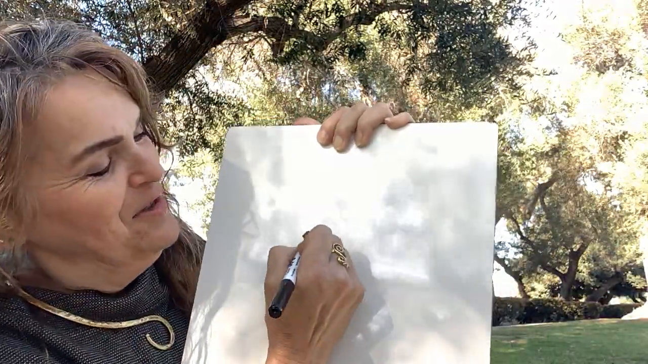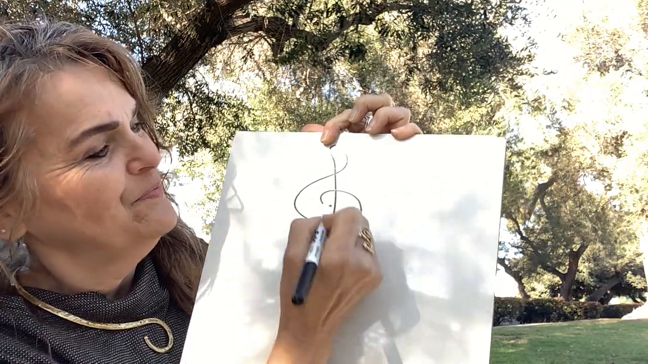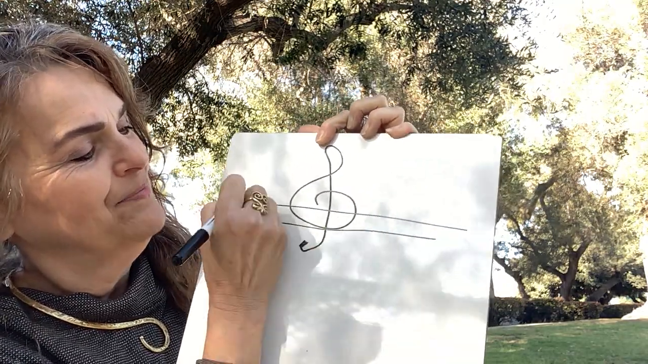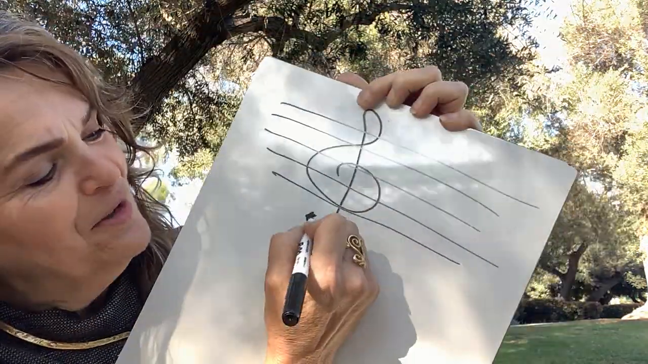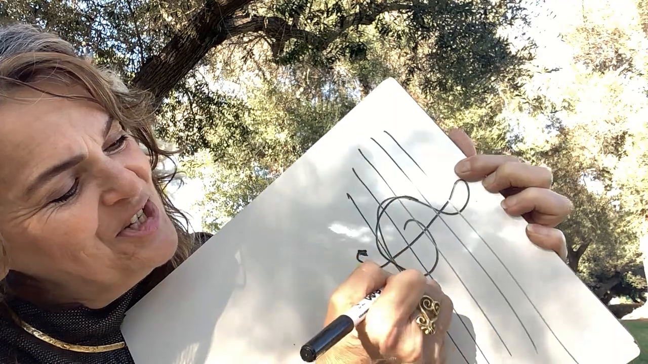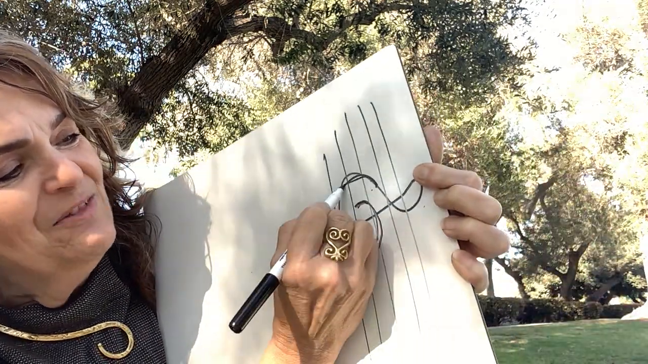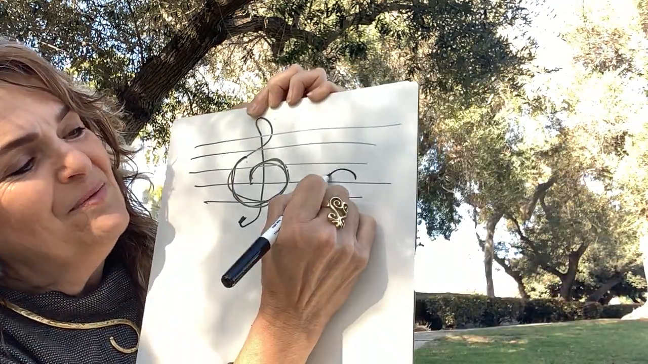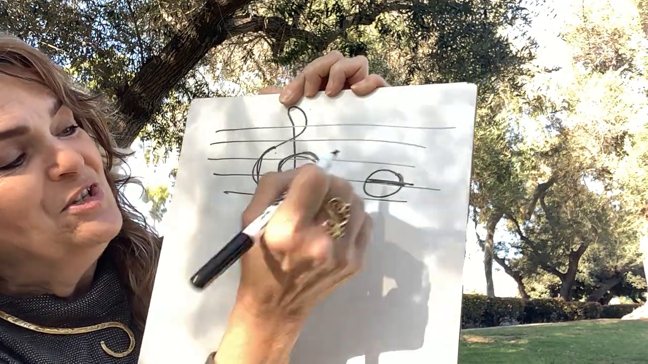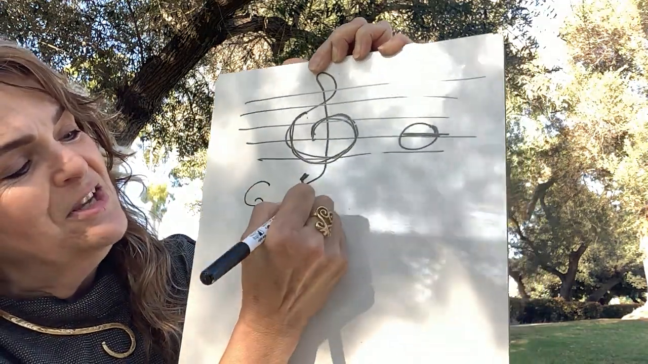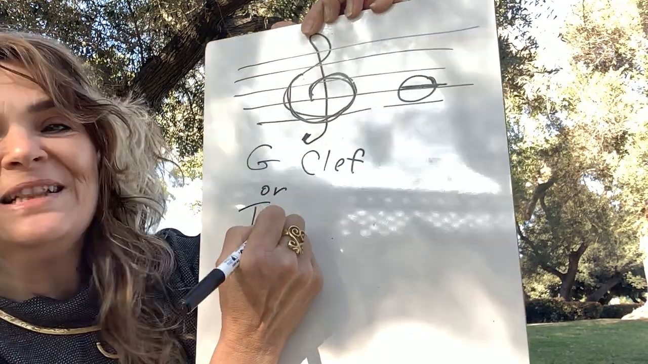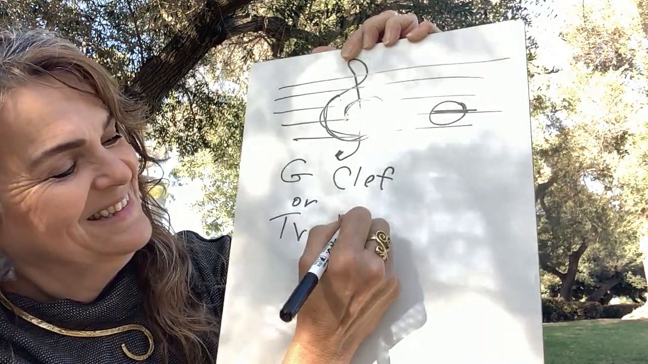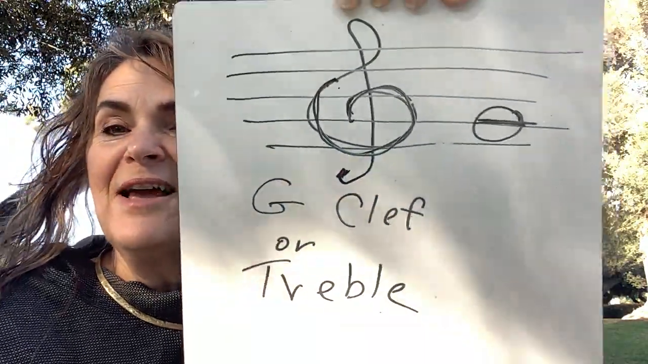I'll do it this way, on the way this symbol looks. It's always written on the line. Guess what? This final swirl is circling G so we can find G. That's why this line note right here is a G. This thing is called the G clef, or you can call it treble. Got it? That's anchor point number 2.